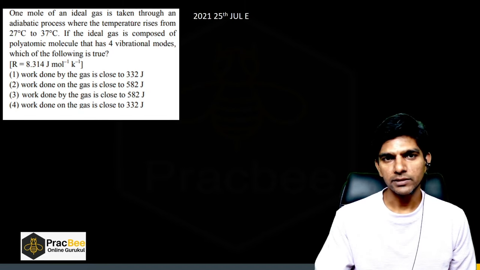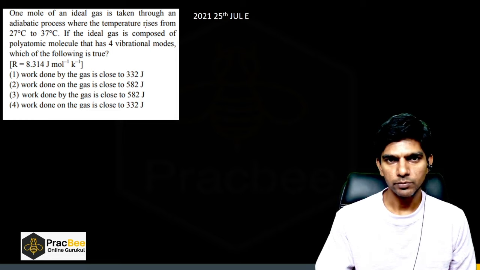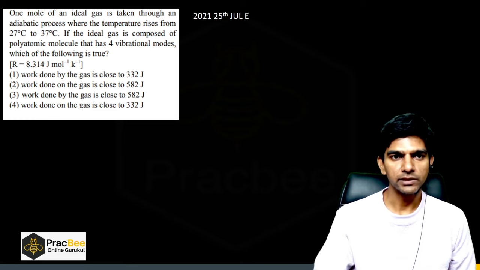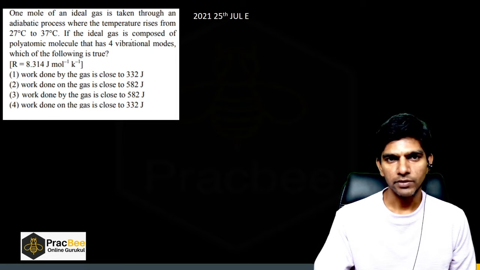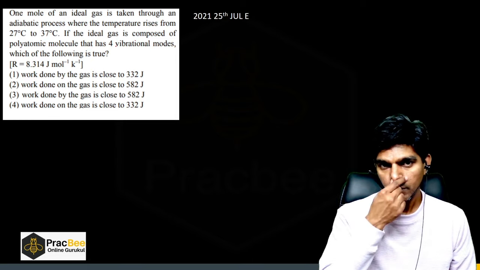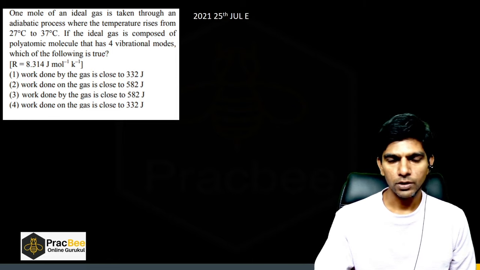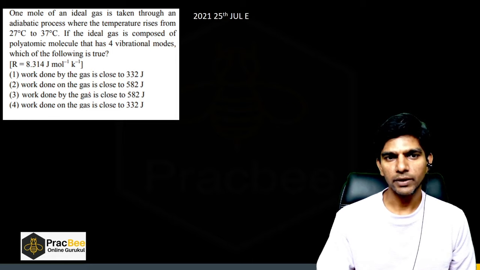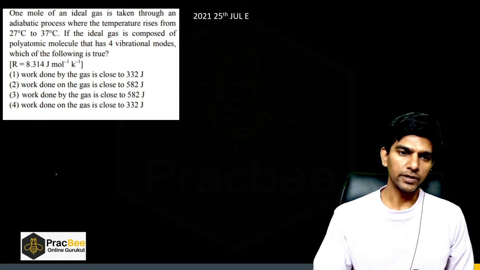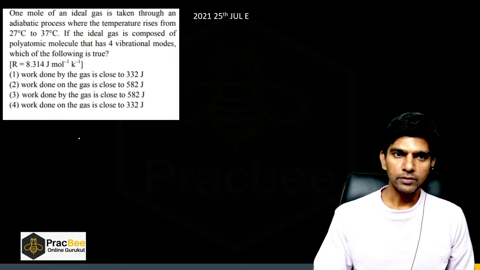1 mole of an ideal gas is taken through an adiabatic process where the temperature rises from 27 degrees Celsius to 37 degrees Celsius. If the ideal gas is composed of a polyatomic molecule that has 4 vibrational modes, which of the following is true? So we have to find, in the options we have given work done by the gas and on the gas. So basically we have to find the work done. And the increase in temperature is given to us.